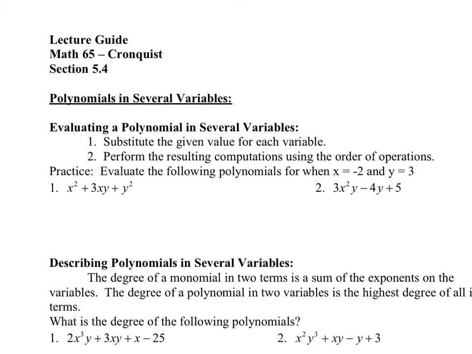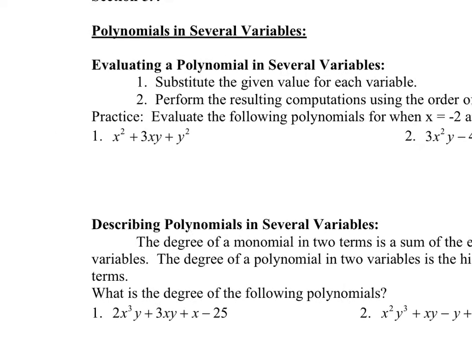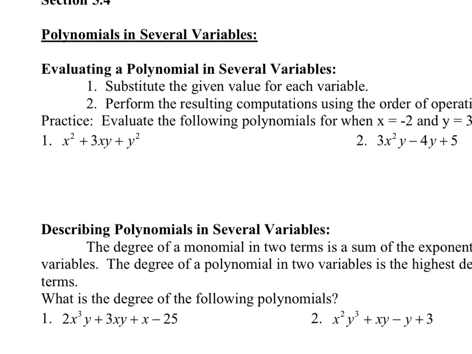Okay, we're working on the fourth section of chapter 5. And now we're going to start working with polynomials that have more than just x or just y. We're going to learn about the other kinds. First, evaluating a polynomial in several variables. That just means we're plugging them in.